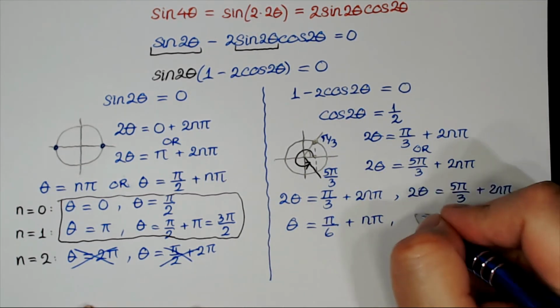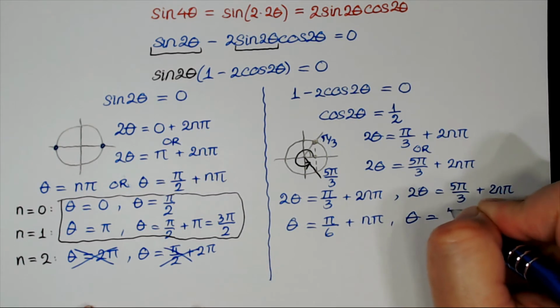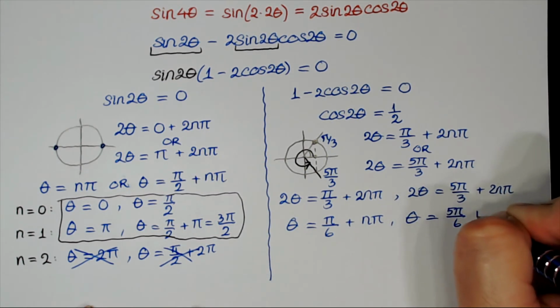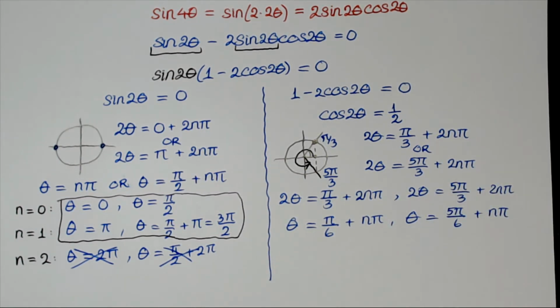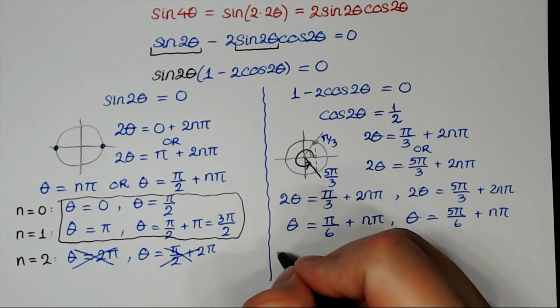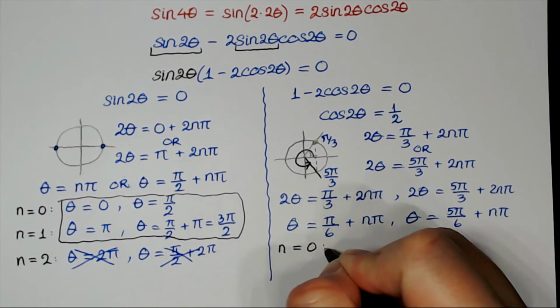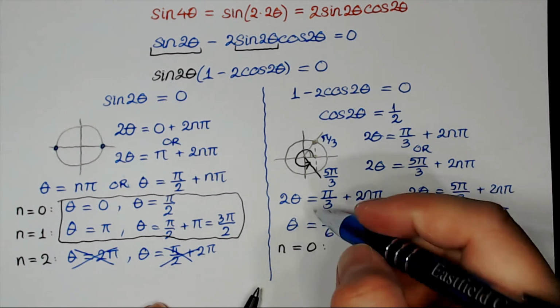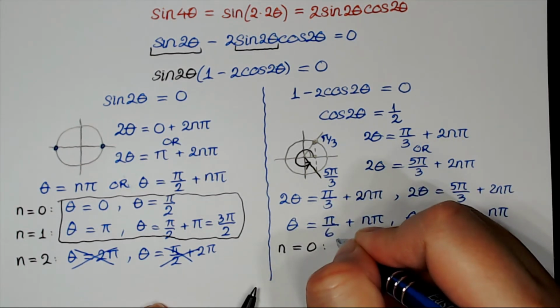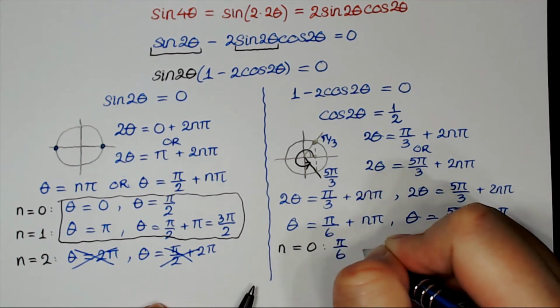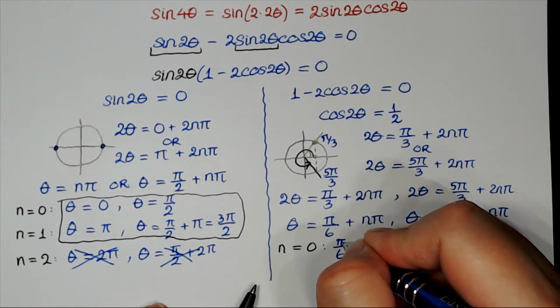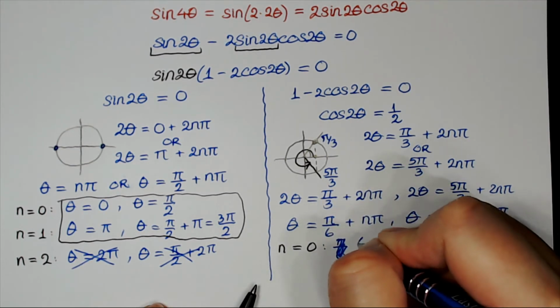Then we choose n equal to 1. If n equal to 1, put 1 here, we have theta equal to pi, which is good because that's still between 0 and 2 pi. And then if we choose n equal to 1, here we have pi over 2 plus pi, which is 3 pi over 2.